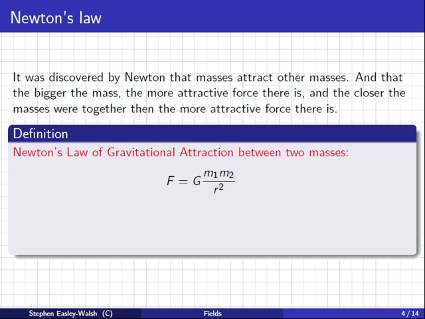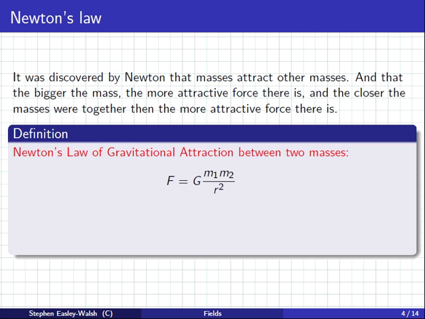E equals kQ over r squared. Yeah, what's that one called? Not electric field. What's his name? Coulomb. It's like Coulomb's law, isn't it? But what's the difference? Instead of a k, there's a G. Instead of the Qs, there's masses. But the r squared's still the same.